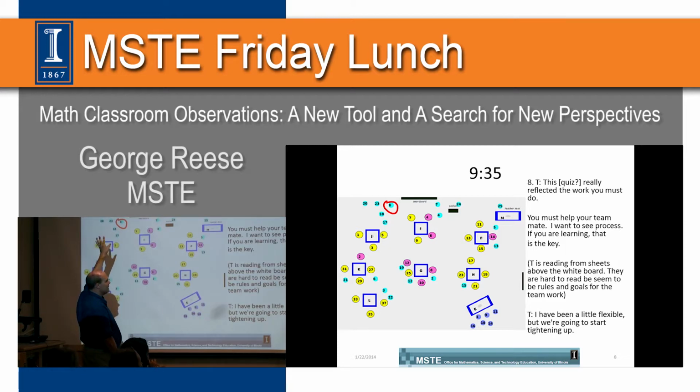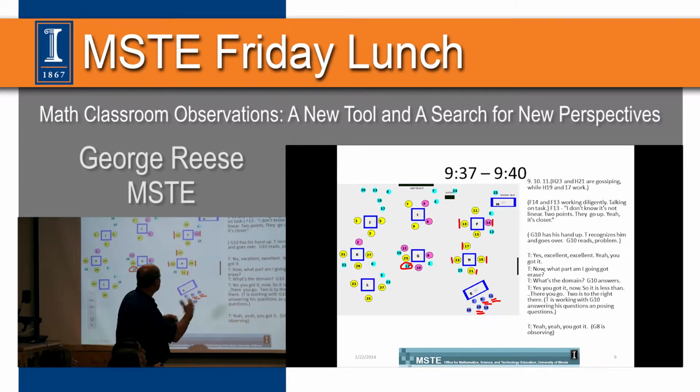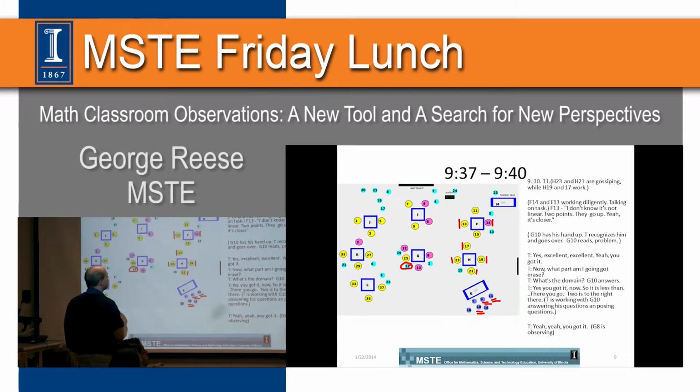Sheets that had classroom rules or goals for the classroom that were being read. And T says, I've been a little flexible, but we're going to start tightening up. So he's clearly acquiring some familiarity with the CPM process. So on 9, 10, and 11, what we're looking at are interactions.